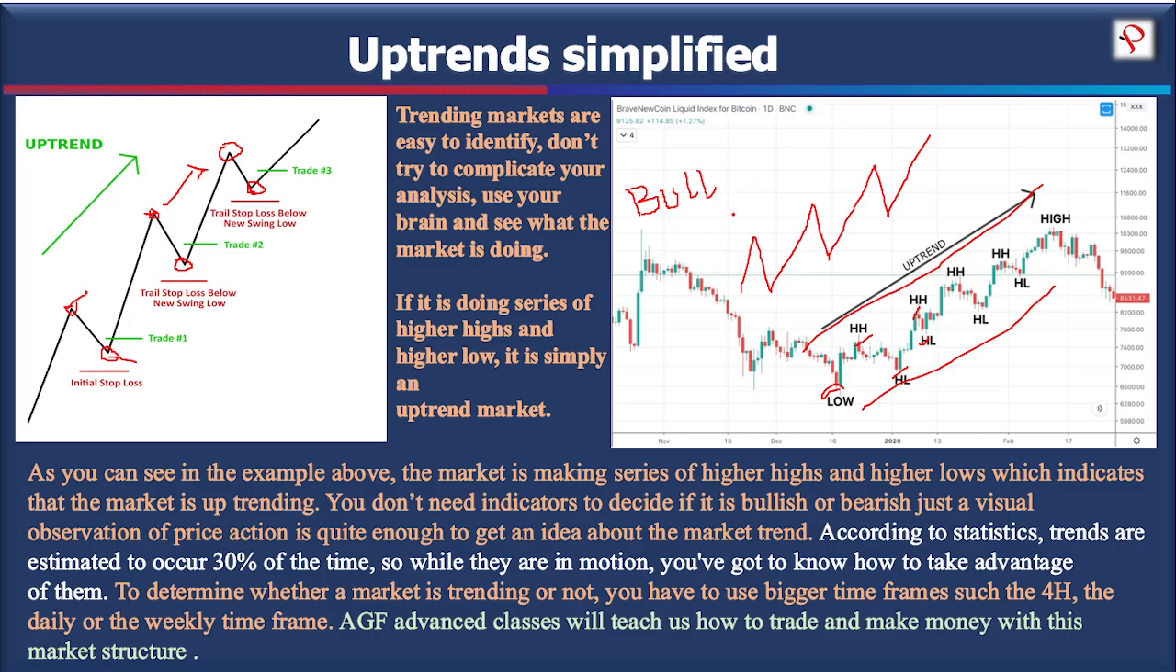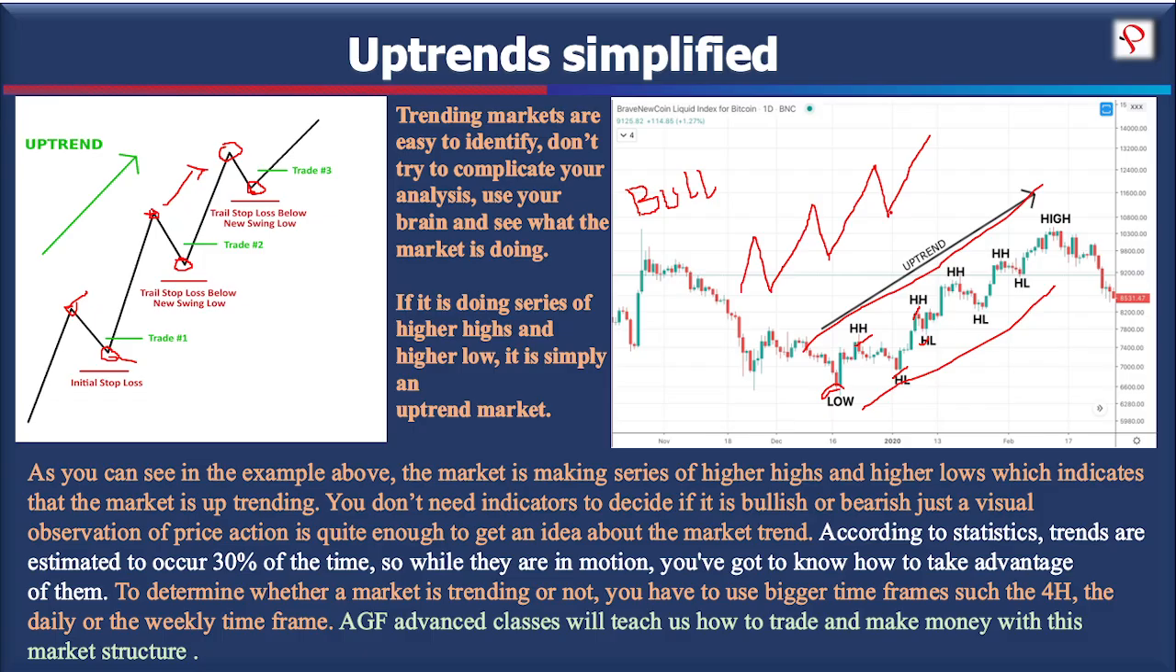So in forex technical terms, you could say, Mr. Possible, I noticed that the market is printing a bullish trend. I understand that all you mean is that the market is in an uptrend market structure. Do you understand? Yes. So with this understanding, when your chart is like this, you can say that this is an uptrending market. You don't need indicators to determine which trend it is. Just by observation of price action, it is quite enough to get an idea about the market trend.